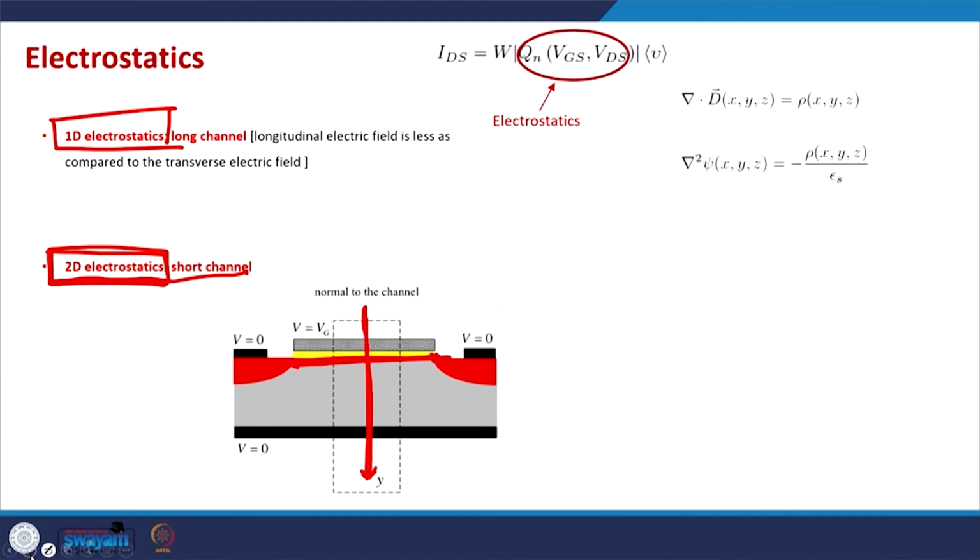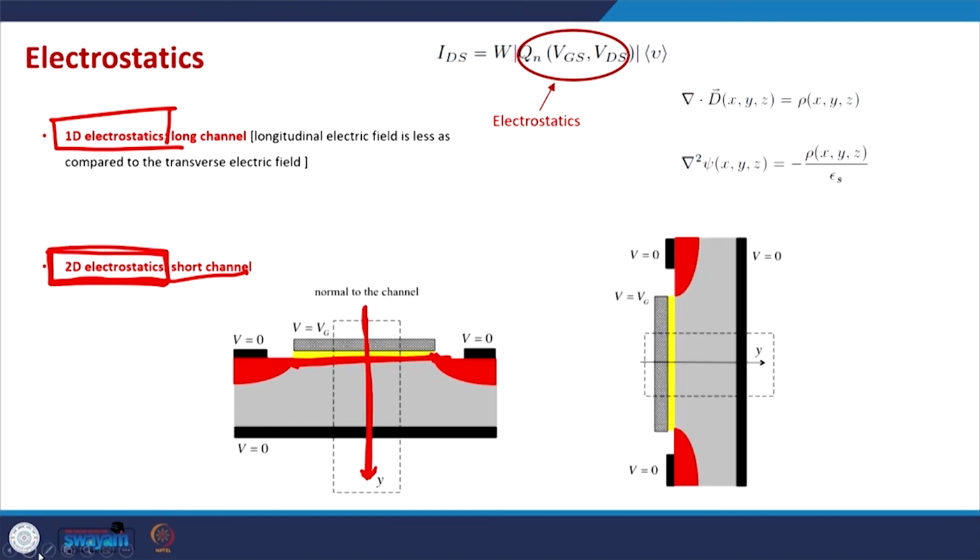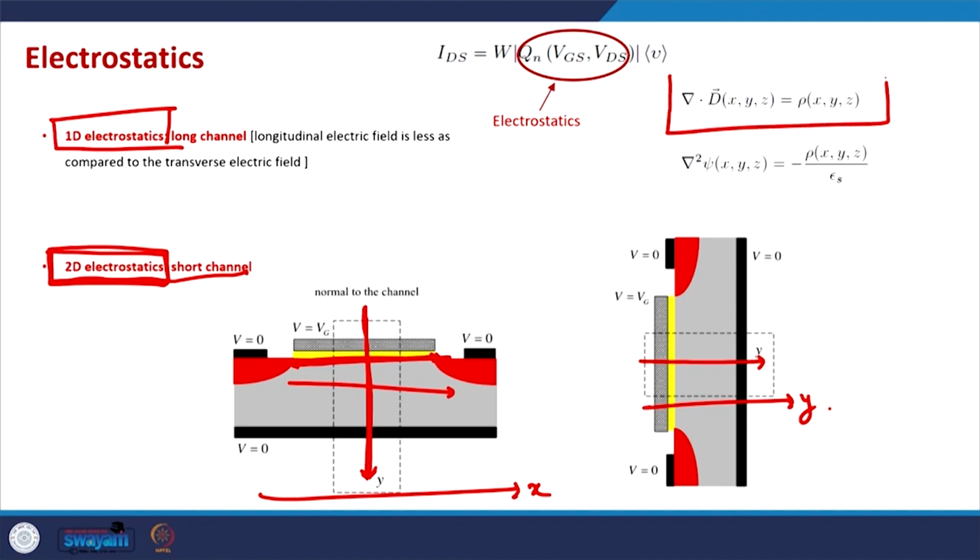So, while dealing with 2D electrostatics, we need to consider the electrostatics in this direction as well as in this direction, both in the x direction and in the y direction. So, this is a tilted picture of the MOSFET. And the most fundamental equation in electrostatics is this equation. This is Poisson's equation, in a very general form.